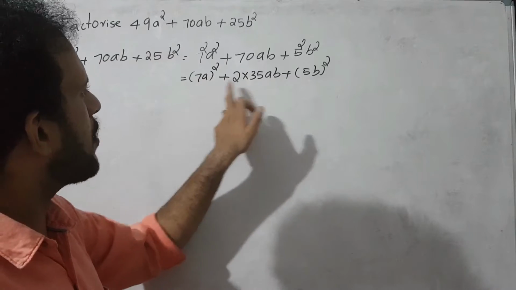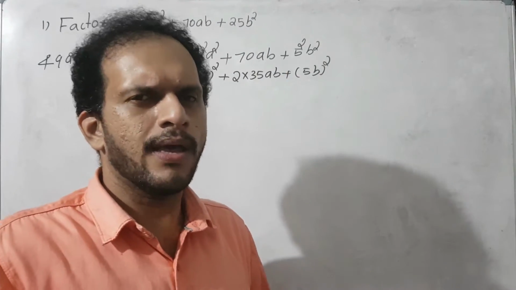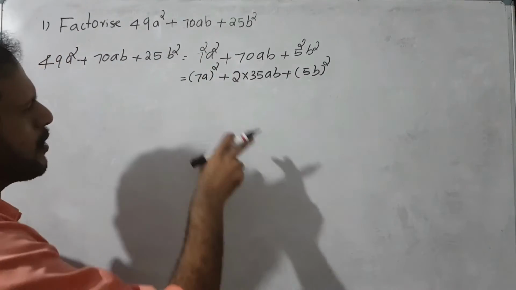35 is the product of 7 and 5. Yes, 35 is the product of 7 and 5. Okay, then we stop there. We are not doing more than this. Then what is this form? Now we got it, the form.